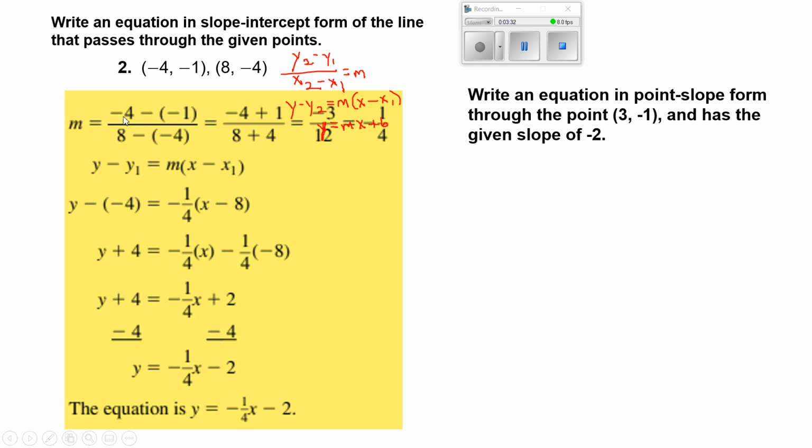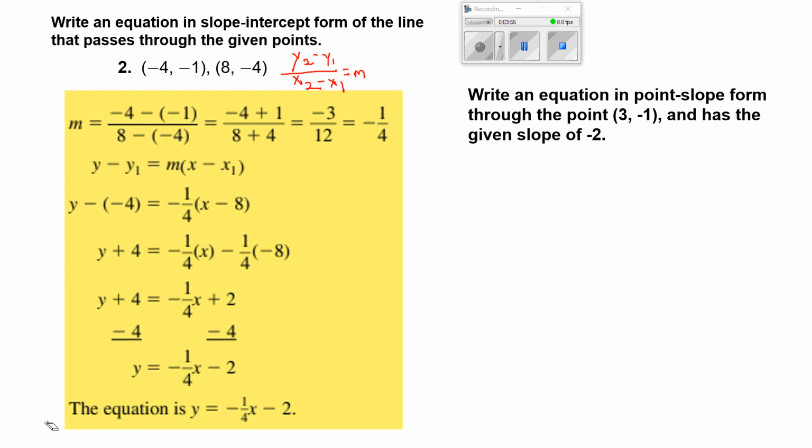Yep, there's our slope formula, right? They took -4 and then minus 1. Sorry. Then they took 8 and minus -4. A negative times a negative is a positive. Let me erase my work over here so you can see what they did. They got the answer of -3 over 12.